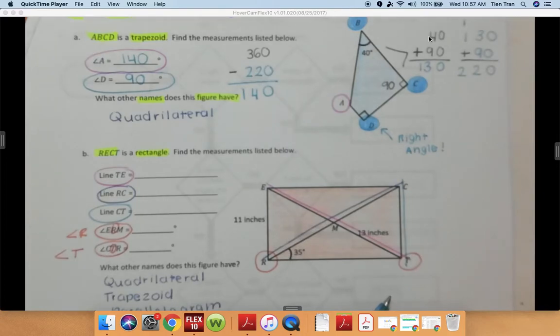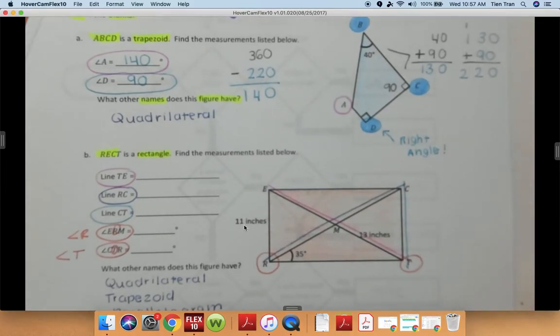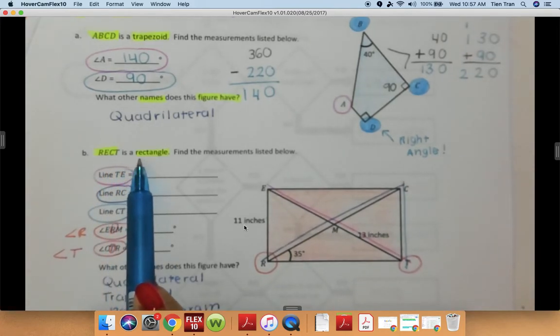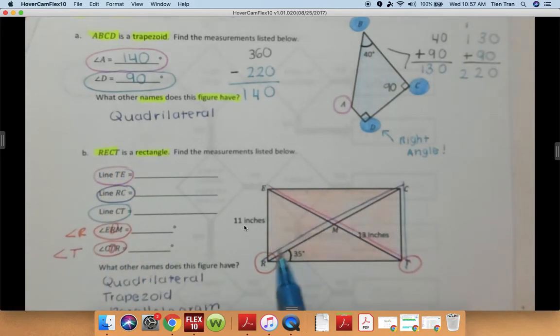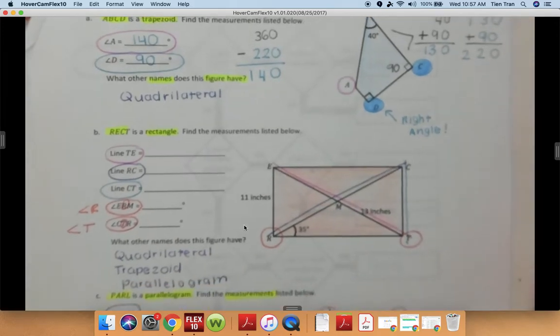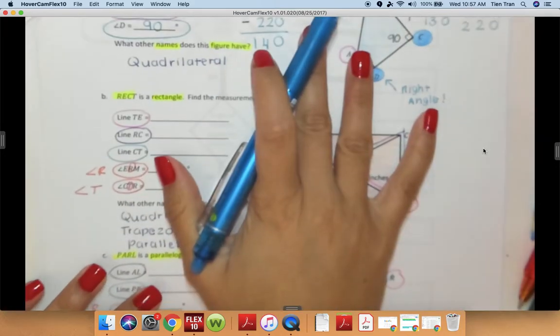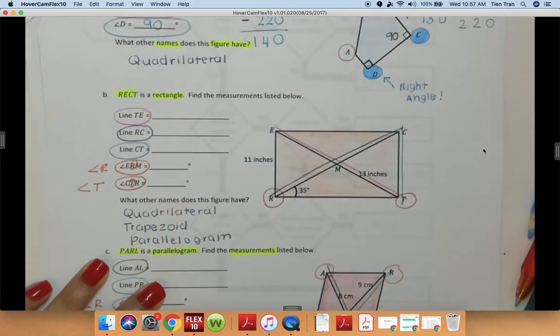Now I'm moving on to problem B. For problem B, it states that RECT is a rectangle. This is RECT. Find the measurements listed below. So we have line TE, and this is line TE. It's a little blurry, so I'm going to try to make it less blurry. Let's see. There you go.